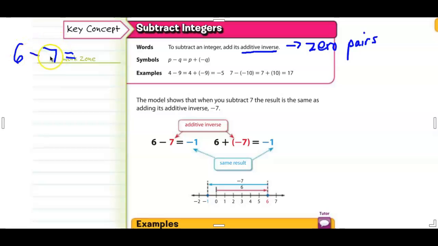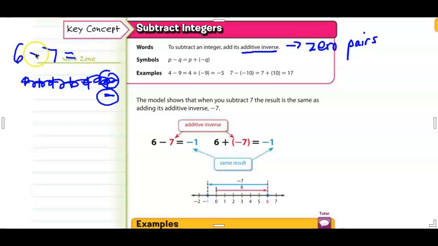So what do we need to do to create a total of 7 positives? Okay, that's correct. So if I only have 6 positives, in order to add another positive, I'm going to have to add a negative, and that is 1 zero pair. So we had to add 1 zero pair. Now that we have 7 positives, we can take it away, and what we are left with is what answer?